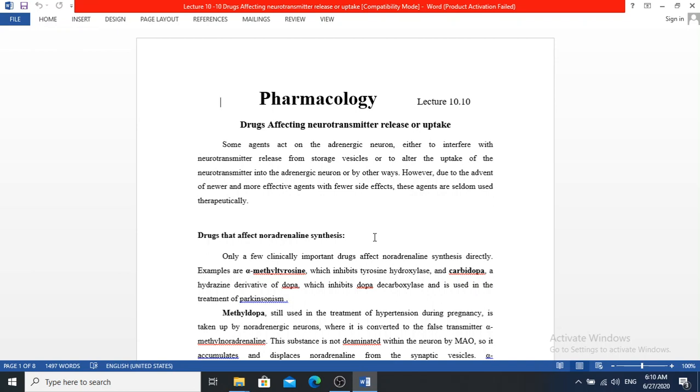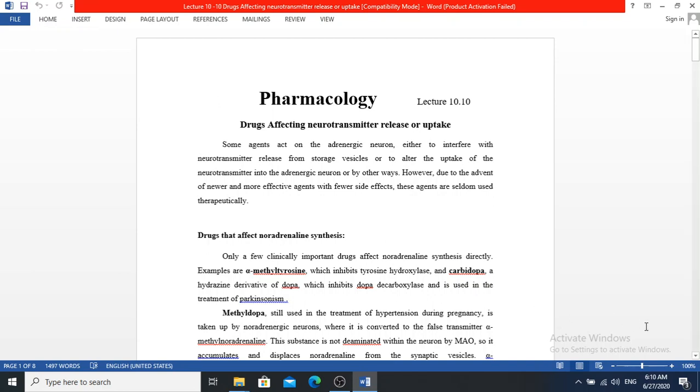Some agents act on the adrenergic neuron either to interfere with neurotransmitter release from storage vesicles or to alter the reuptake or uptake of the neurotransmitter into the adrenergic neurons or by other ways. However, due to the advantage of newer and more effective agents with fewer side effects, these agents are seldom used therapeutically.